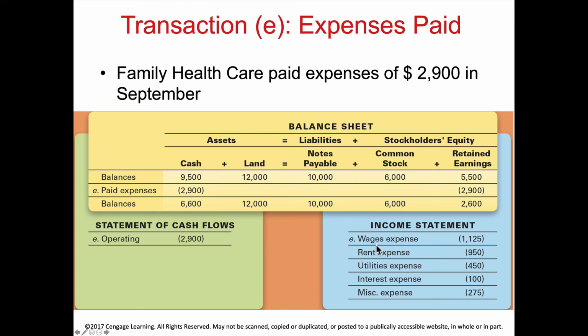And then here in the income statement, this basically just breaks down all the different expenses that made up that summary transaction above. So she paid wages, she paid rent, etc., etc. Okay, so that's how you record that transaction.